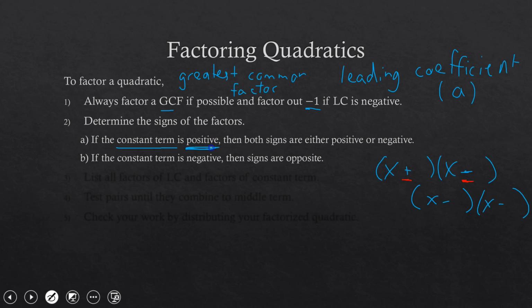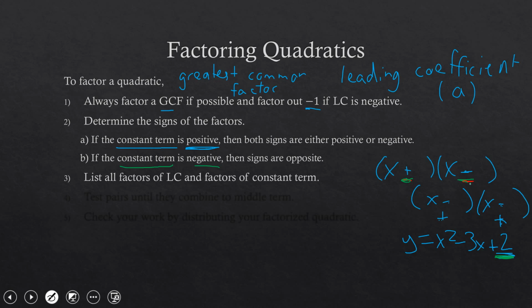If the constant term is a positive number, so for example, y equals x squared minus 3x plus 2, here's our constant term. If that's positive, then you're either going to have a plus and a plus, or you're going to have a minus and a minus. That's because these guys are going to multiply and give you the constant term. And so you need a positive answer, so you can get a positive answer here by multiplying two positive numbers or multiplying two negative numbers. Either of those are going to work. And if the constant term is negative, then they are going to be opposite signs. One's plus and one's minus, and that's the only way you could get a negative.